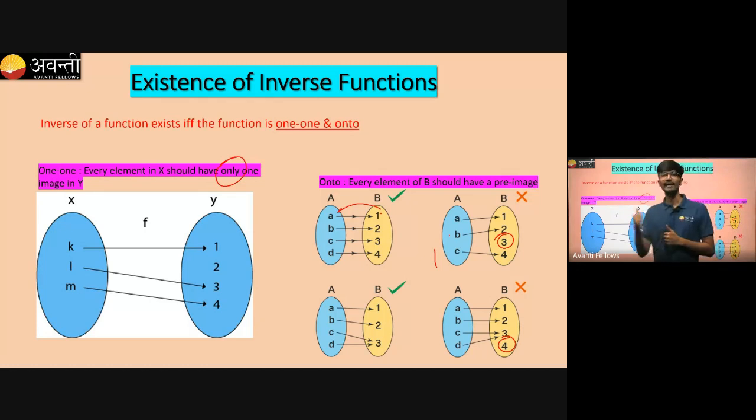Now, why did I do this? Because in the next slide, we are going to talk about trigonometric functions. Are trigonometric functions one-one functions? Are trigonometric functions onto functions? Because if they are not one-one and onto, then we cannot define their inverse. So let's see the problem with trigonometric functions.